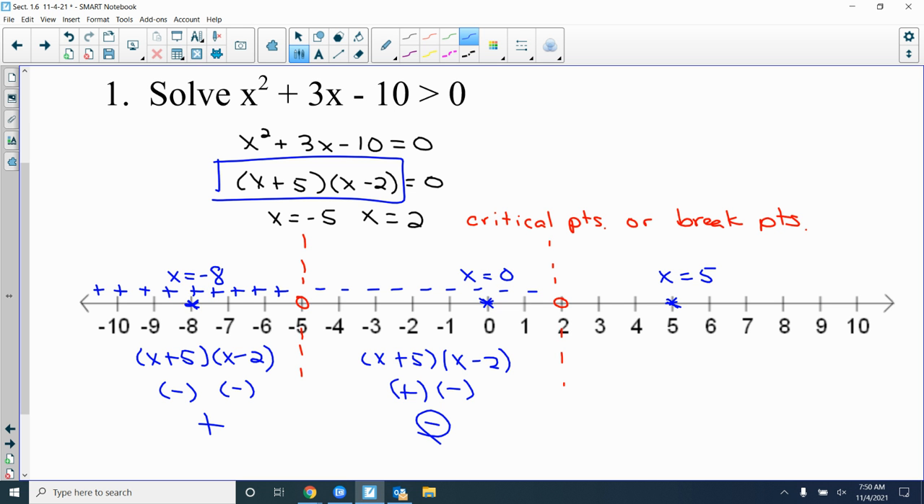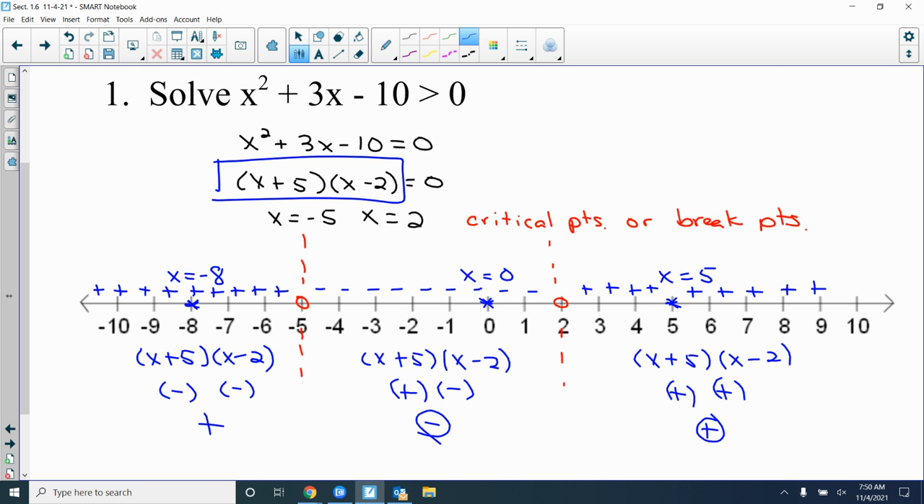And now if you plug in 5, let's see what I get. So I plug in 5, x plus 5 times x minus 2. That gives me 5 plus 5, which is a positive 10. 5 minus 2 is a positive. A positive times a positive is a positive.